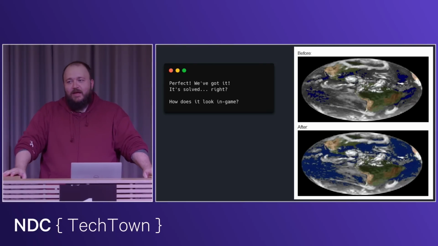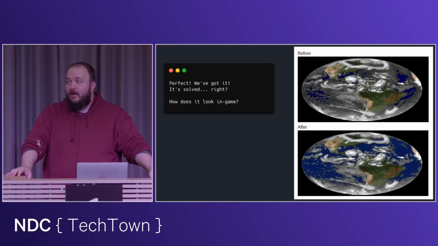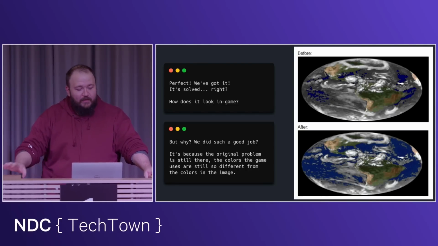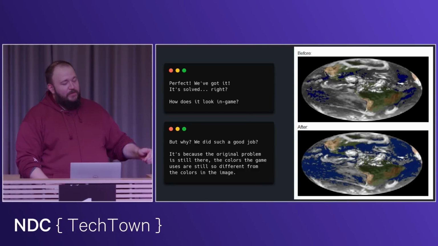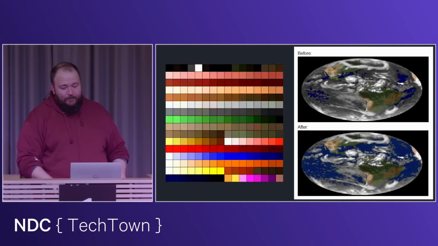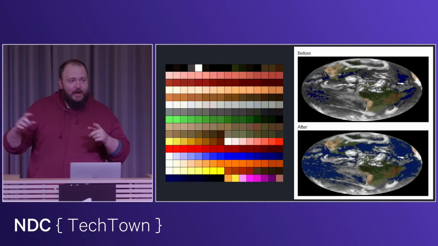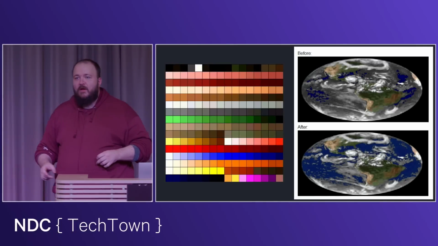So it looks like this in game. So it's better, it's progress, but it's not good enough, right? But why does it look like that? Because you still have the original problem. You're still using the palette from the game, this thing. You're still trying to map those colors to that color set.